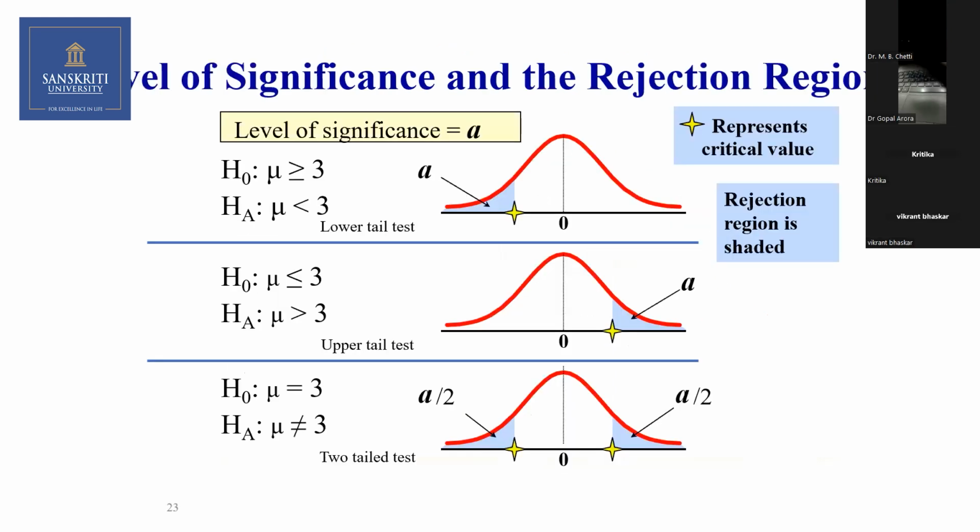For example, if the null hypothesis says that mean is always more than 3, the alternative hypothesis is mu is less than 3. That is on the left-hand side. Suppose I say that mu is always less than 3 and the alternative hypothesis is mu is greater than 3, that is on the right-hand side. And suppose I say mu is not equal to 3, the alternative could be either less or greater. So it is two tail, both ends.